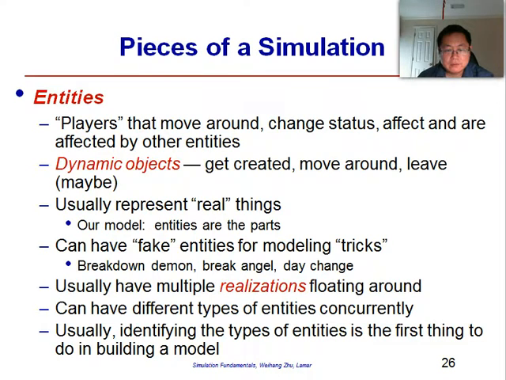We have mentioned the pieces of simulation before briefly. Now let's look into them. First, entities are the players in a simulation. In the geopress model, the entities are the parts. In some cases, we may need to introduce some fake entities to help modeling. The first thing for building a model is to identify the entities. In this example, the entities are the parts.